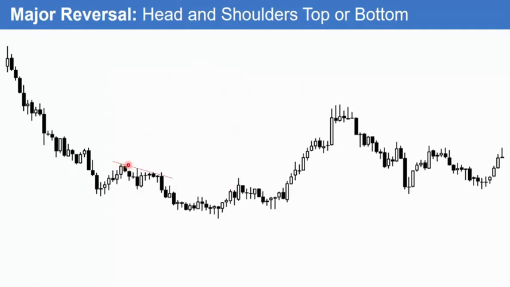Okay, connecting dots, we have a downtrend line. We have another downtrend line. We have a break here. Okay, this is the point of breakout. This is the neckline. Okay, this is what happens after.